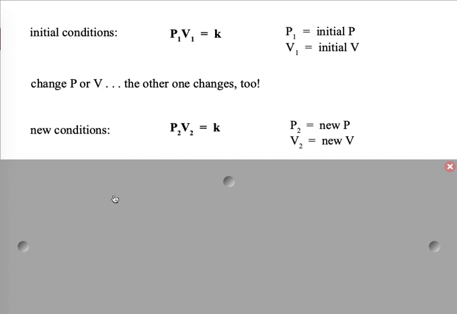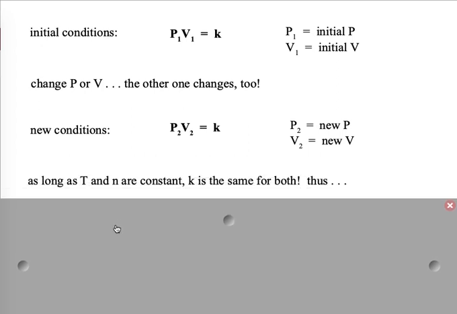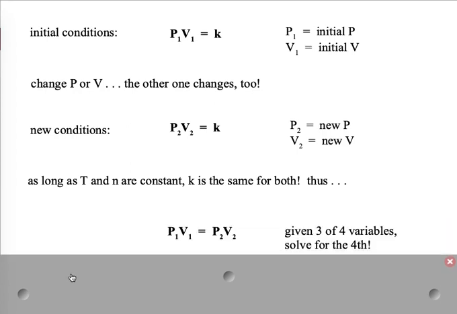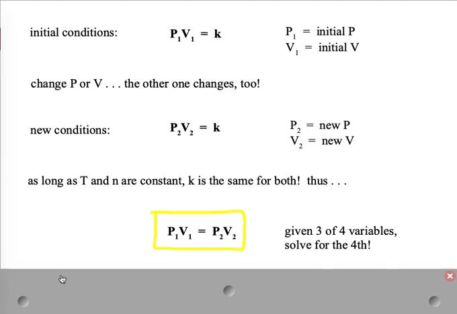Now, as long as temperature and moles are constant, the constant K is the same for both, so if they're both equal to K, they must be equal to each other, and I have now what's called Boyle's law for changing conditions: P1 V1 equals P2 V2, or the product of the initial pressure and initial volume is equal to the product of the final pressure and the final volume. And you can already predict the types of problems we're going to see.